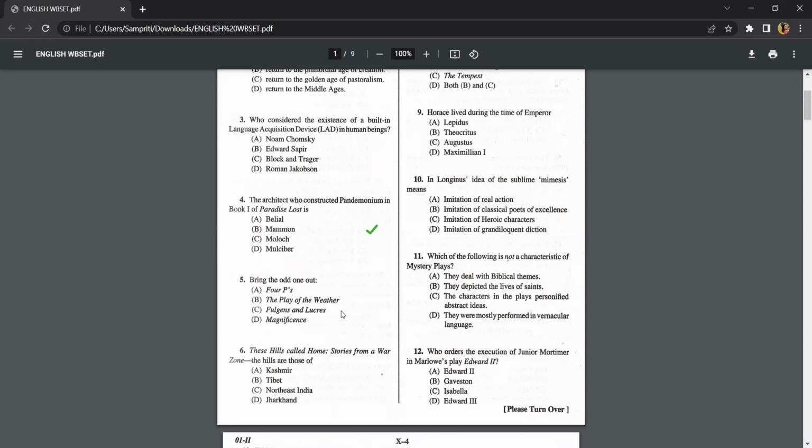I did not know that, but I knew that Fulgens and Lucrece was written somewhere before, in the age of the revival, the Renaissance age. So all these three are coming from the same era, the late 15th, 16th century. Magnificence I did not know about. Magnificence is actually a 1973 play by Howard Brenton. So this should be the answer. Magnificence, option D is the answer.